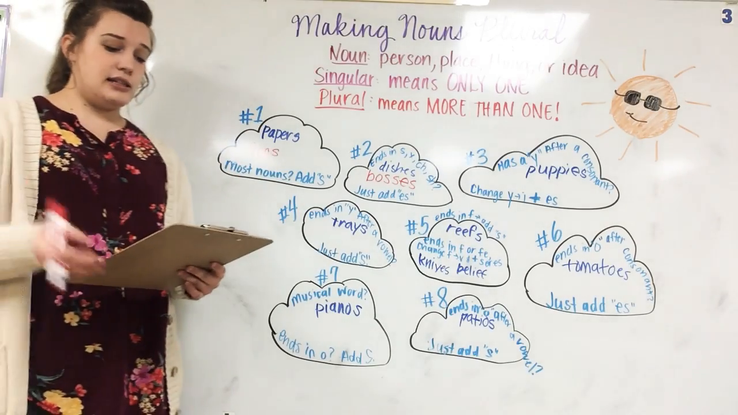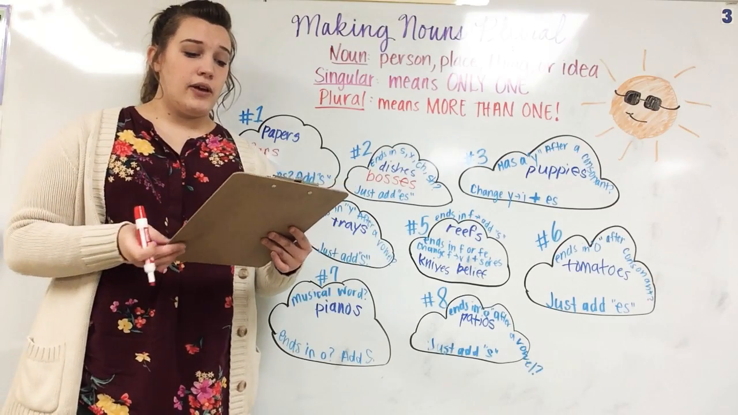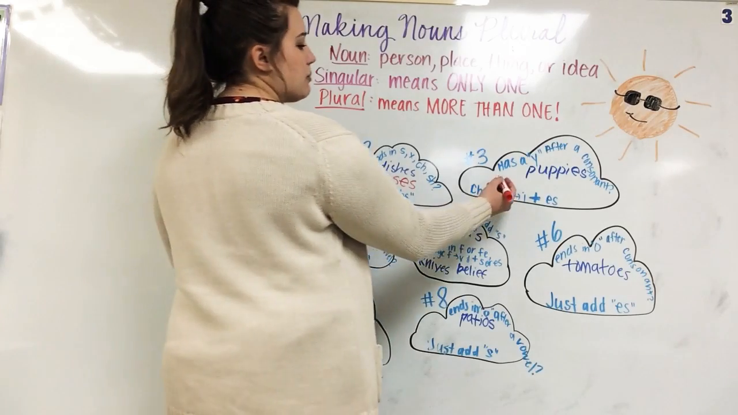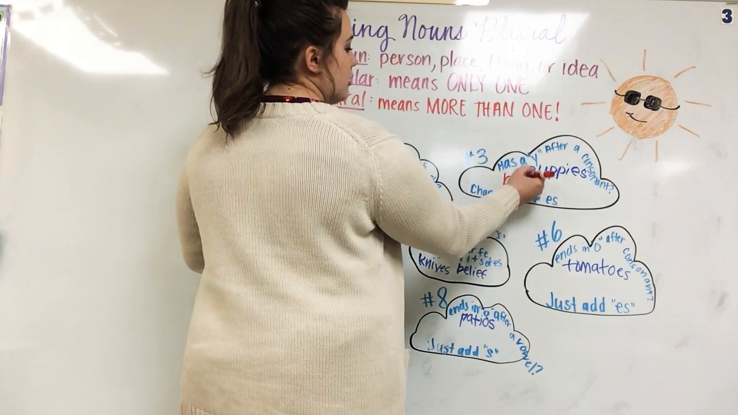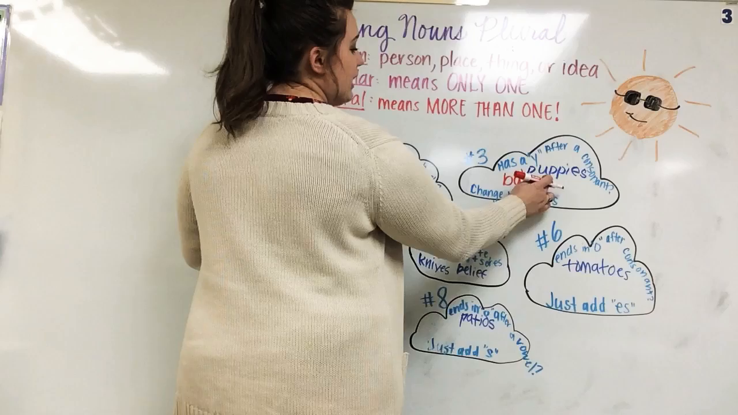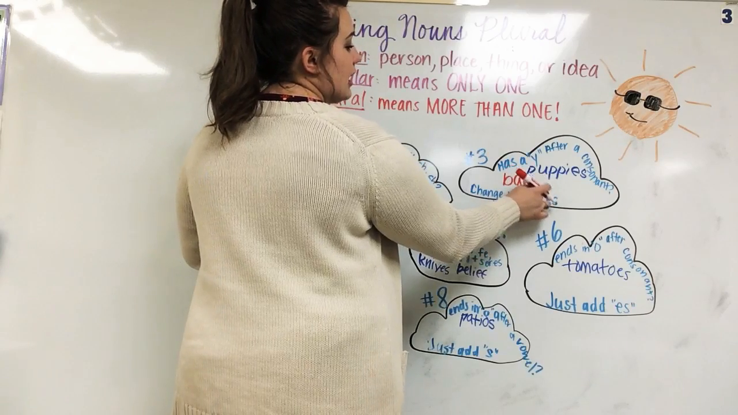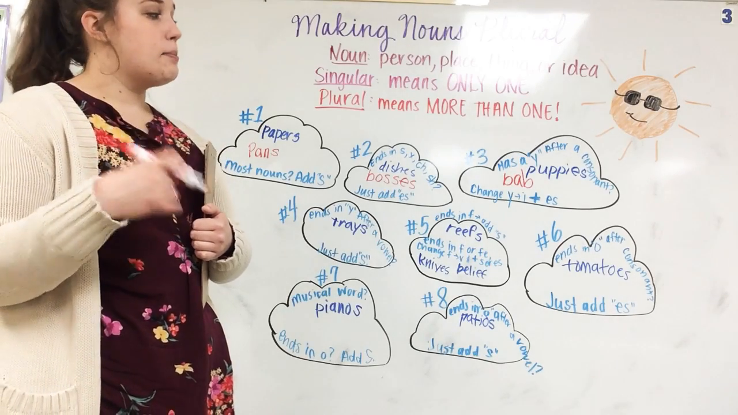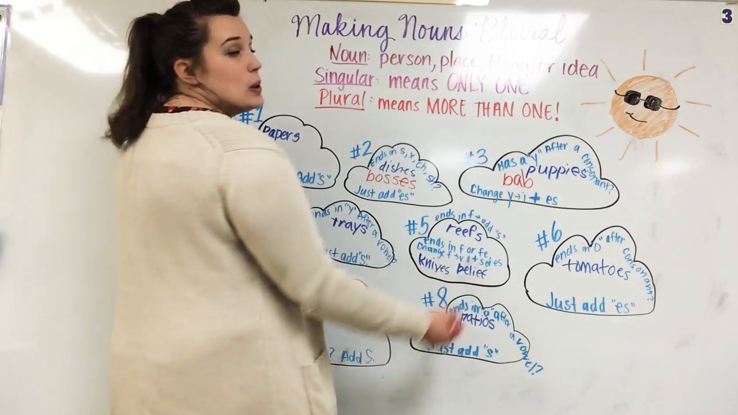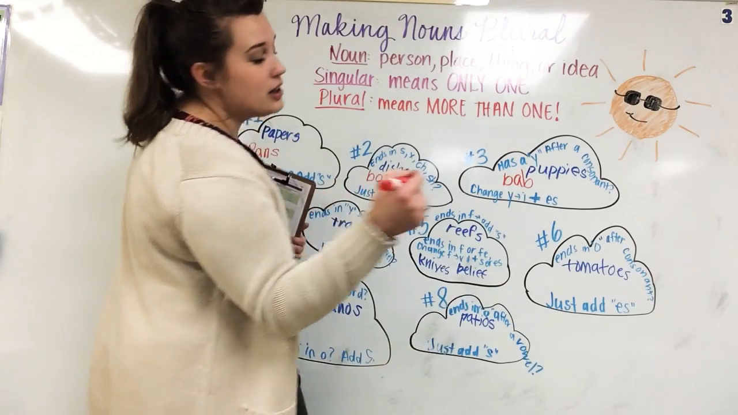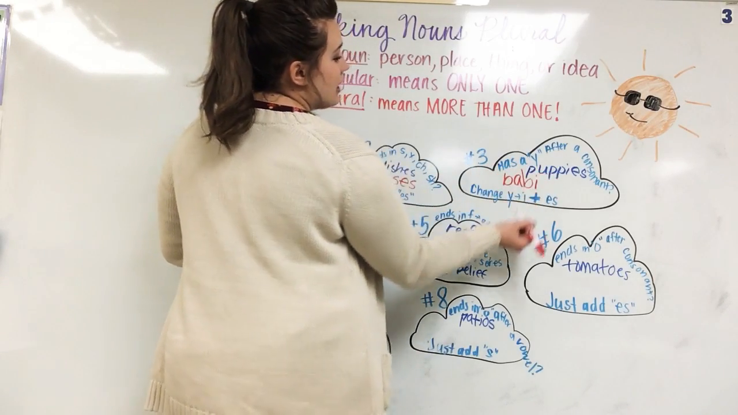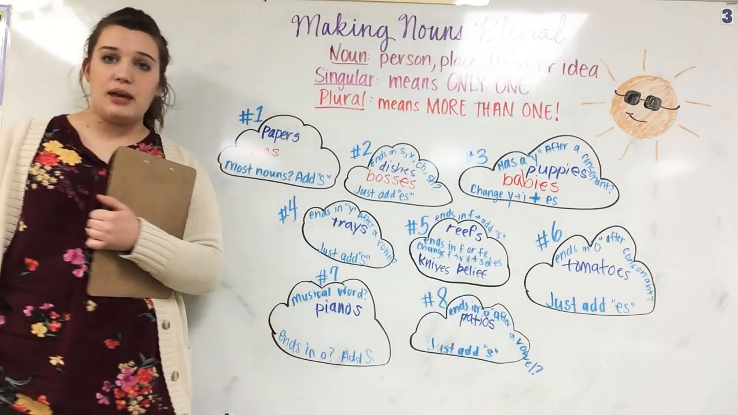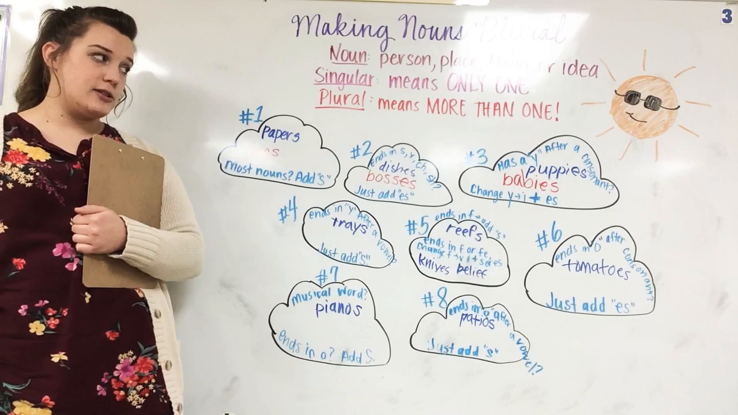Number 3, down to the next green box. Number 3, we have baby is letter A. Baby, B-A-B-Y. What does it end in? It ends in a Y, right? Does it just end in a Y or does it end in vowel Y or consonant Y? It ends in B-Y, which would be consonant Y. So we change the Y to an I and you add E-S. So baby becomes babies, B-A-B-I-E-S, okay?